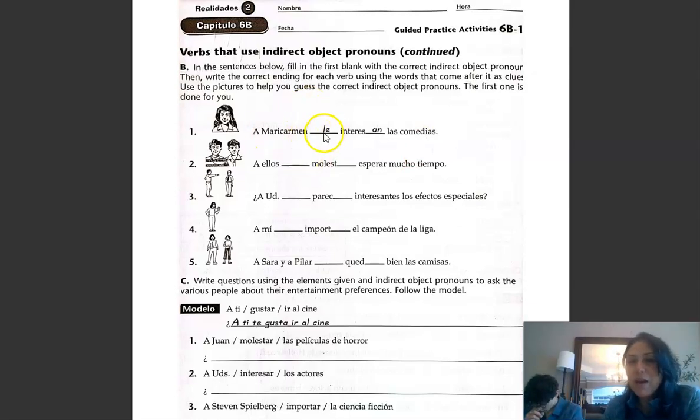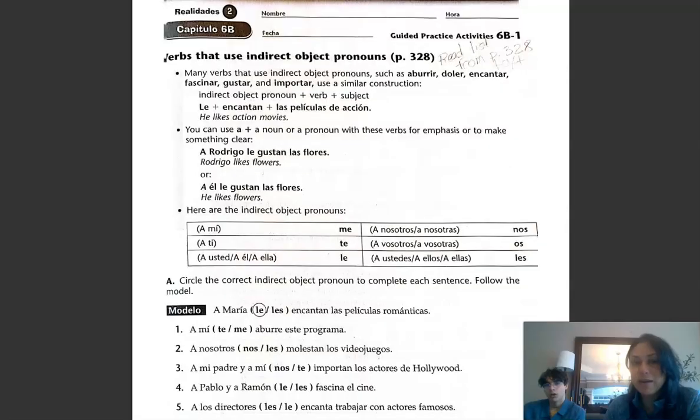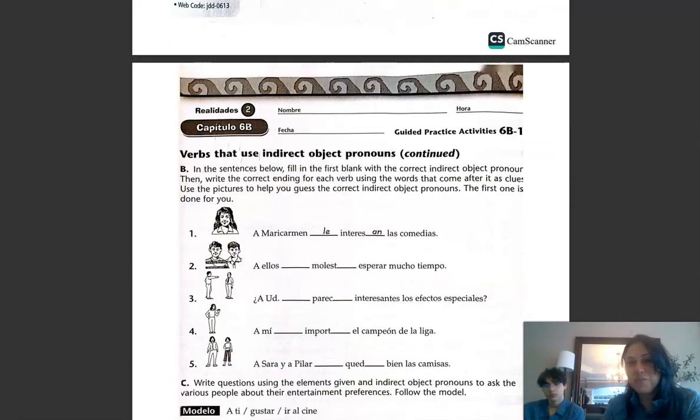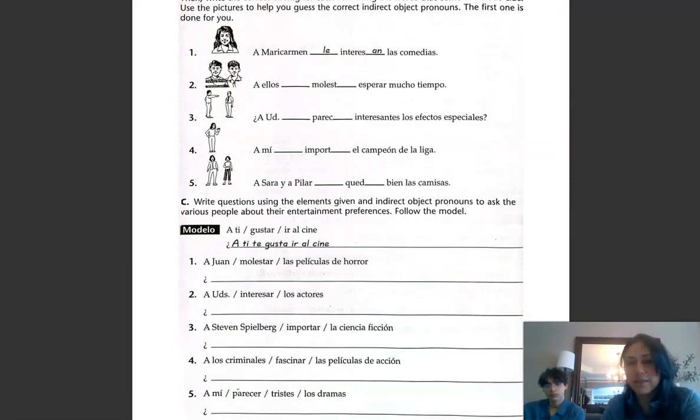All right, so a Mari Carmen le, because Mari Carmen, you look and you think, oh, Mari Carmen, that is third person singular. So it would be le right there. And if you need to keep that before you, but I know you guys already know the indirect object pronouns. So let's keep moving. Number 2 would be a ellos. Les. Les what? ¿Molesta o molestan esperar mucho tiempo? Molesta. Les molesta. Good.